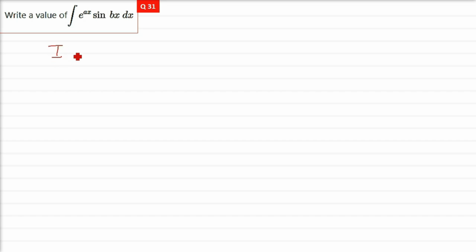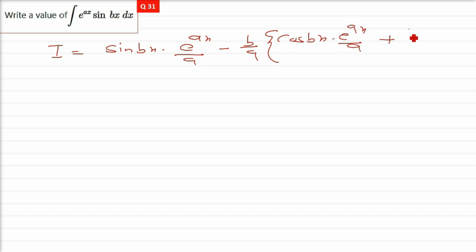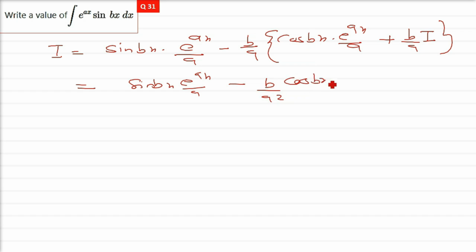So let me write it clearly if you haven't understood what I was saying. Sin bx e raise x by a minus b by a, and then we have inside this cos bx e raise ax by a plus b by a I. So this I, what we have again revisited, has been placed here. So this multiplication has to be done. This whole after b by a is actually I1 which we got. And inside I1 we have again got I.